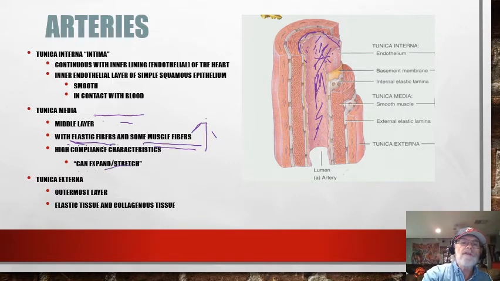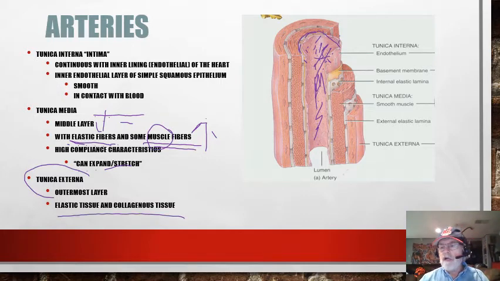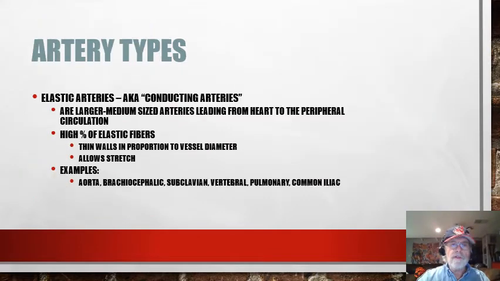So they can expand and stretch, and again, as I get further away from the heart, I get more muscle and less elastic fibers. And the external outside is basically mostly elastic tissue and cartilaginous tissue just to hold the arteries, okay?